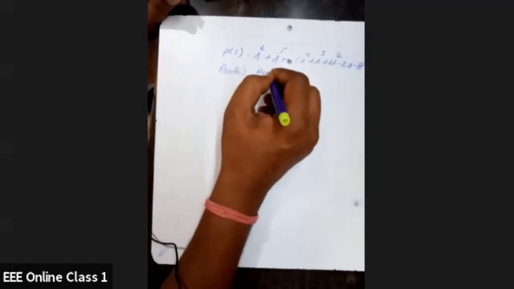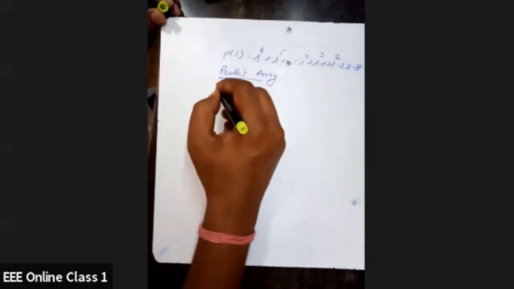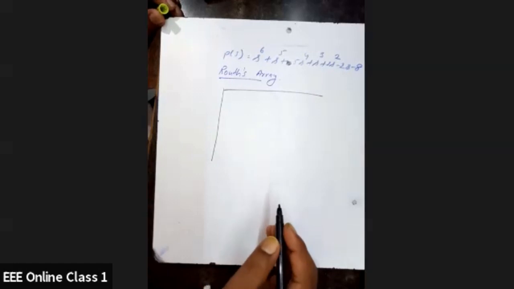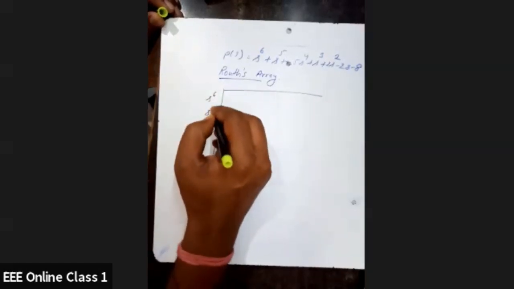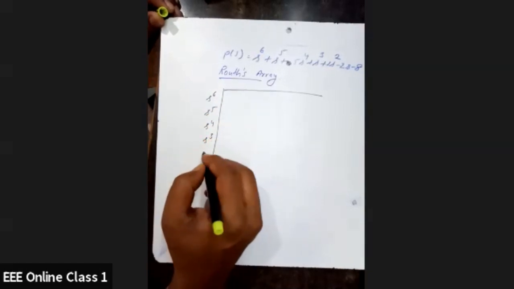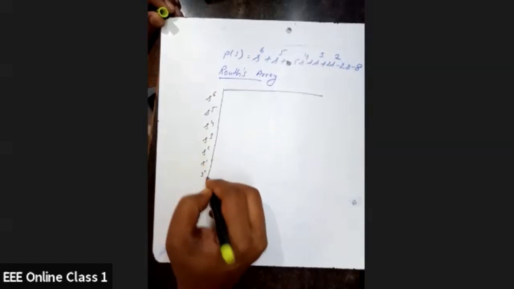So let us construct Routh's array. So we have S6, S5, S4, S cube, S square, S1 and S0.